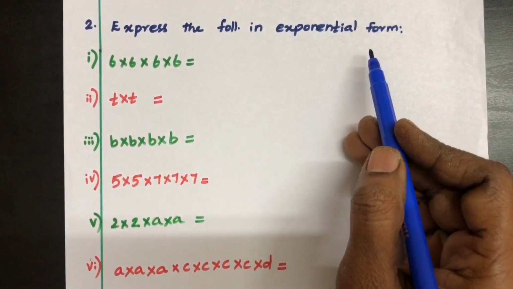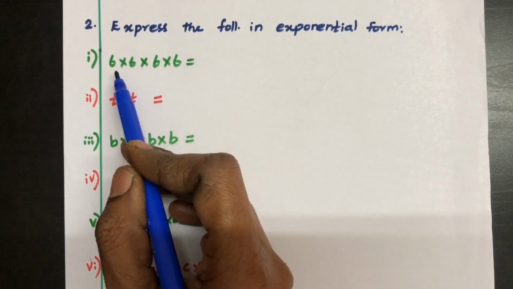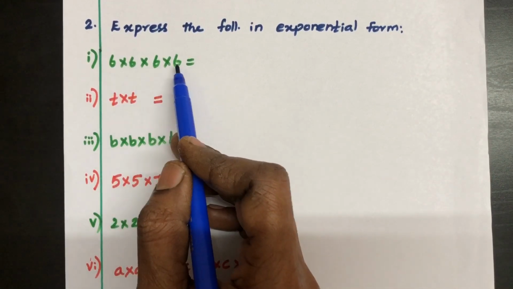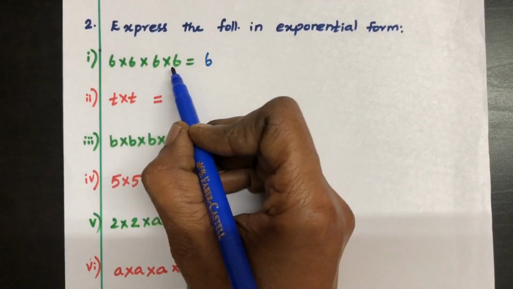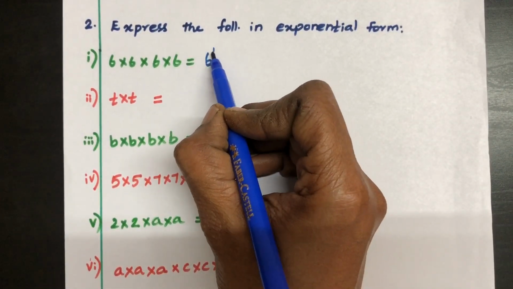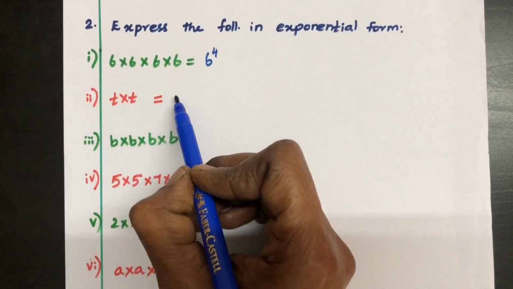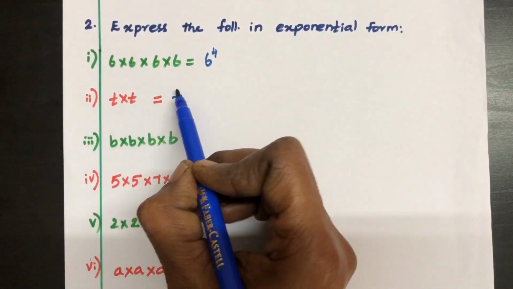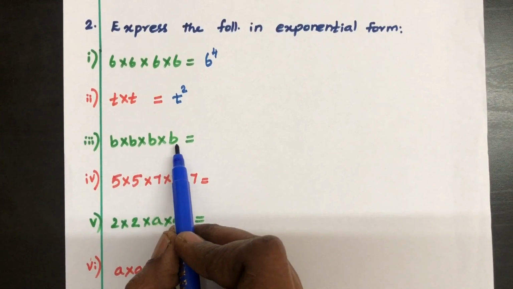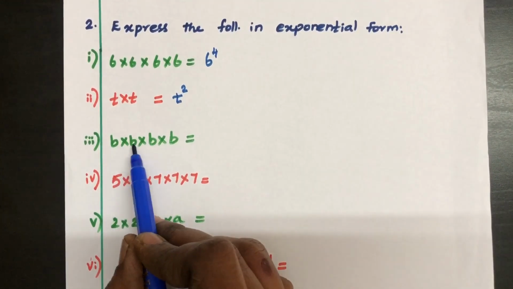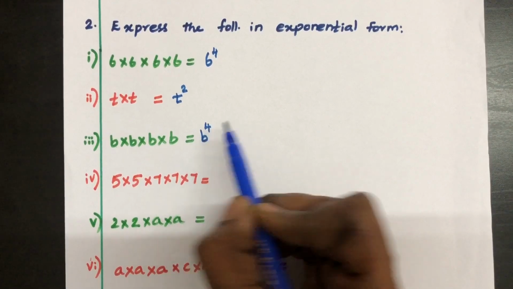Second question. Express the following in exponential form. It is easy. How many times is it repeating? 6 into 6 into 6 into 6. 4 times. So 6 is the base and the number of times it's repeating is 4, so that is the power. 6 power 4. Here t into t, so t square. How many times is b repeating in the product? 4 times, right? 1, 2, 3, 4. This is b power 4.